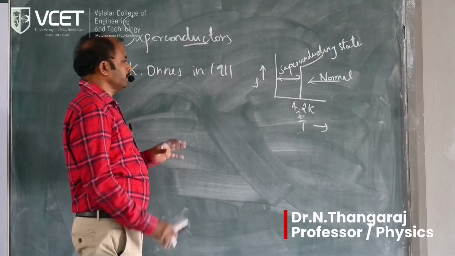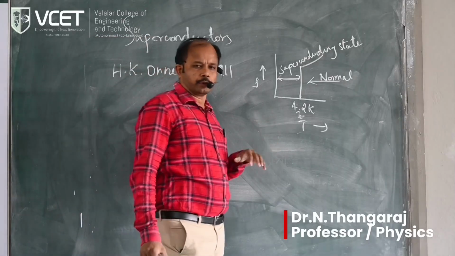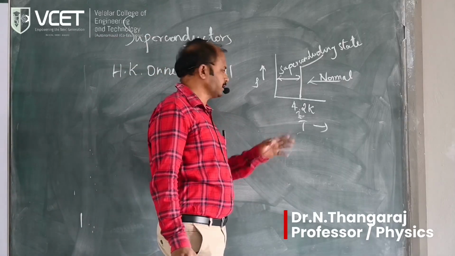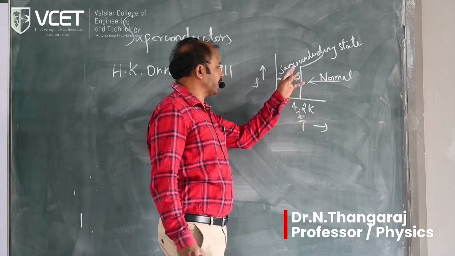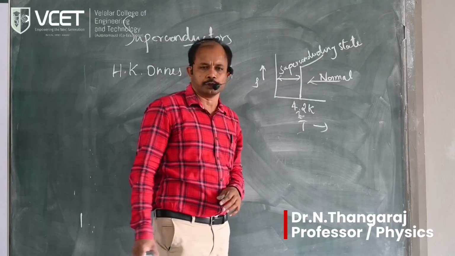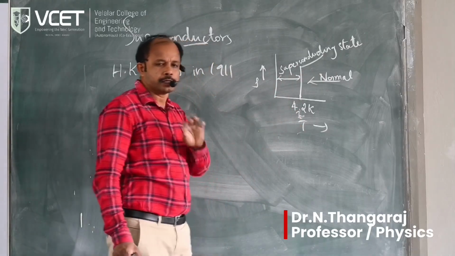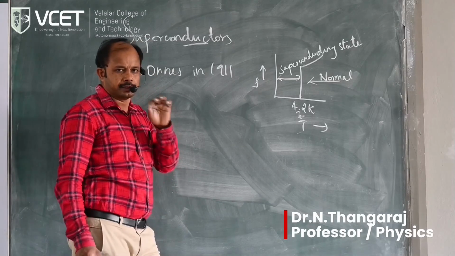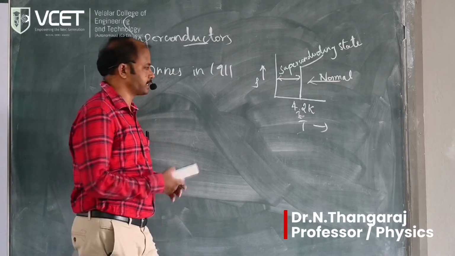Here observe that when he cooled the mercury to 4.2 Kelvin, the resistivity of the material suddenly drops to 0. That is called superconductivity. That means it gives 0 resistance.